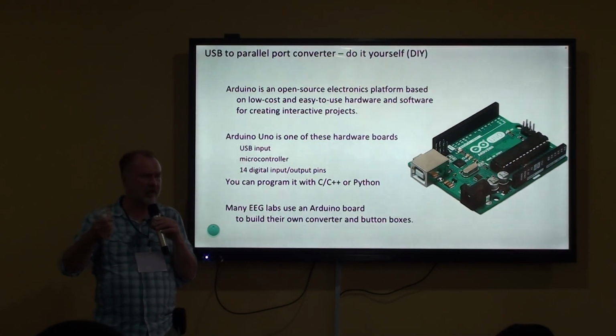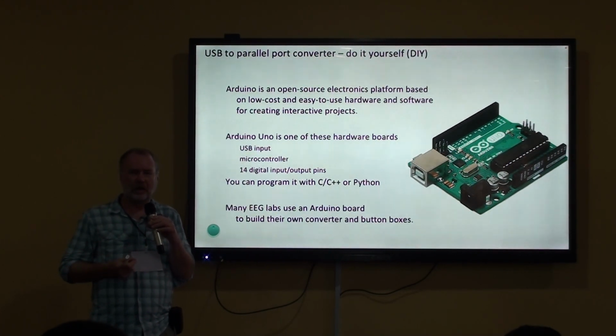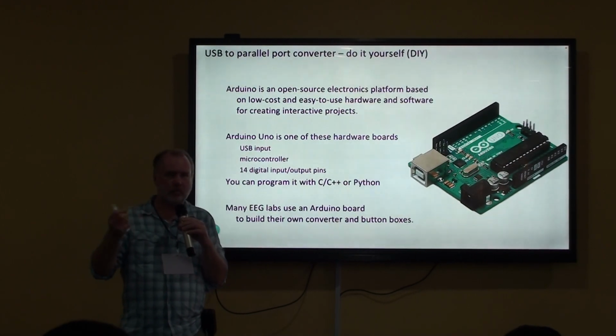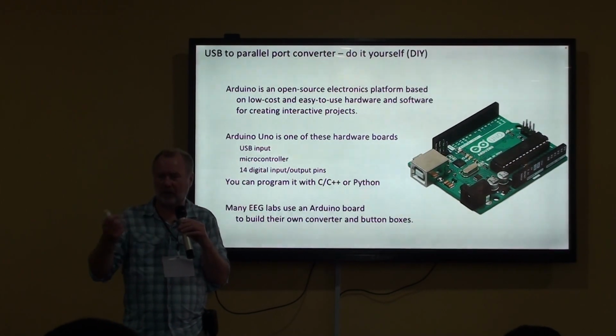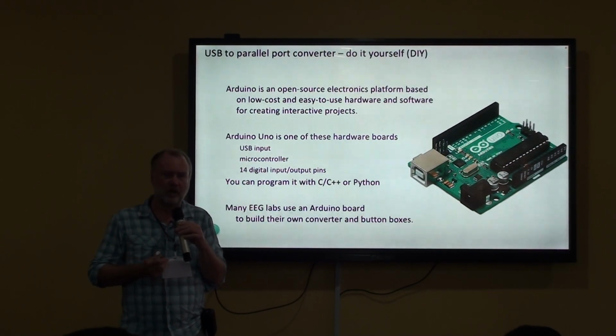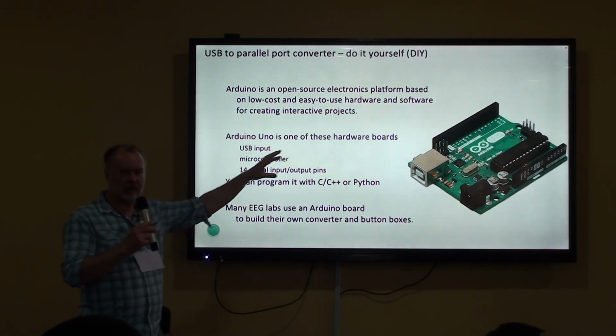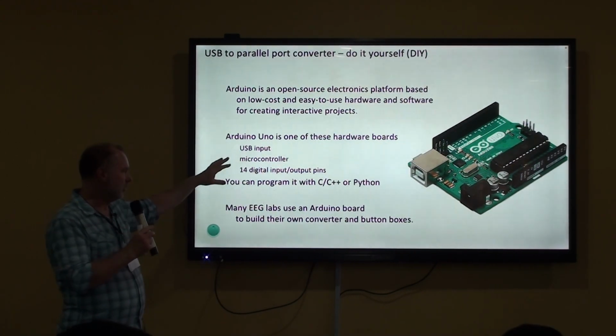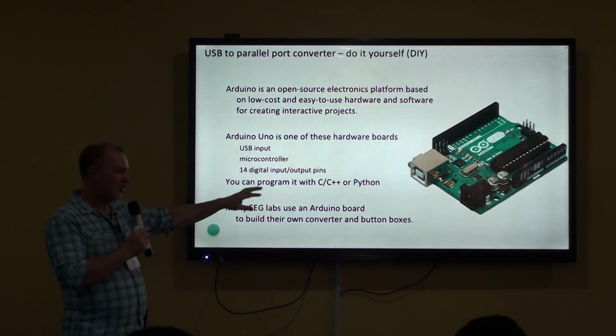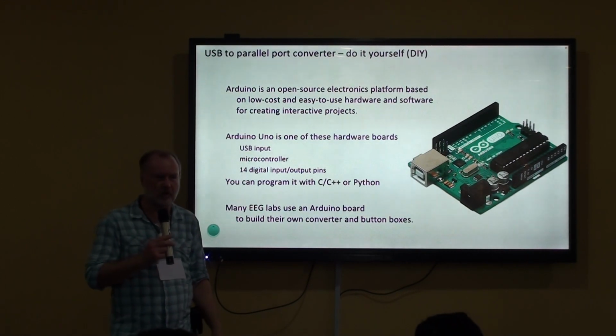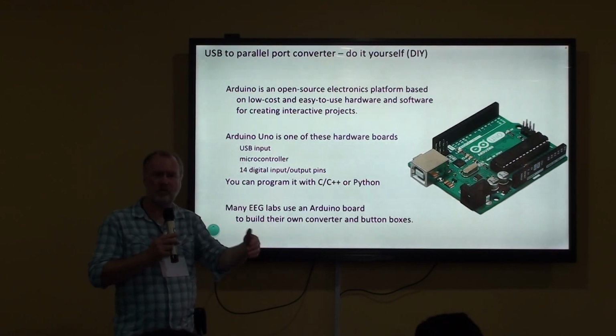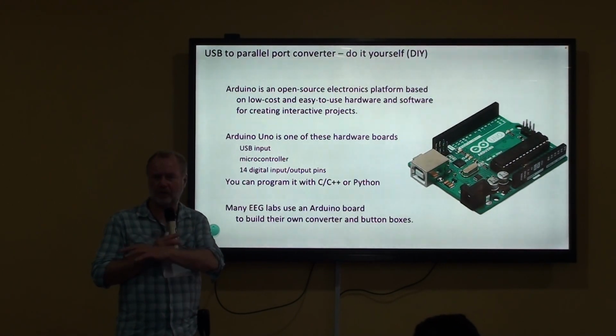It has a USB input, it has a microcontroller. It has 16 bits input and output, and you can program it either with C or with Python. Many EEG labs use a board like this to build their own USB to parallel port converters. That's what I've done, and this code is open source, so you can use it in your lab as well. You can have a look at the box that I brought, and you can copy this.